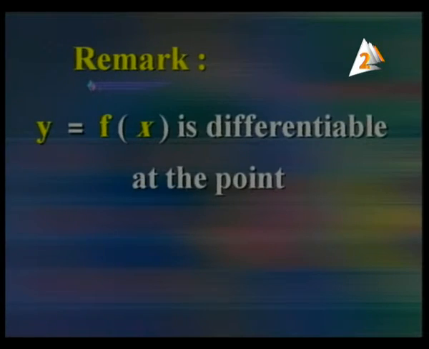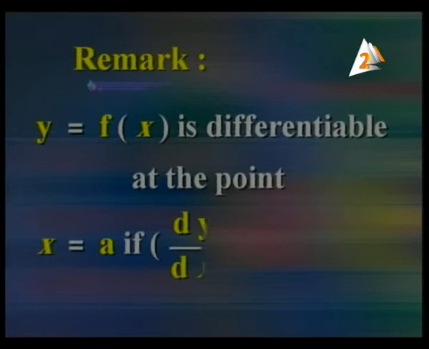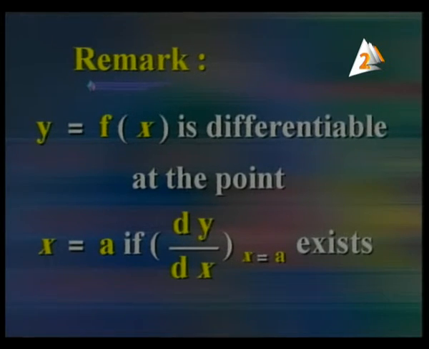Remark: y equals f of x is differentiable at the point x equals a if dy over dx at x equals a exists. This condition is very important, dear student. This function y equals f of x is differentiable at the point x equals a when dy over dx at x equals a exists.